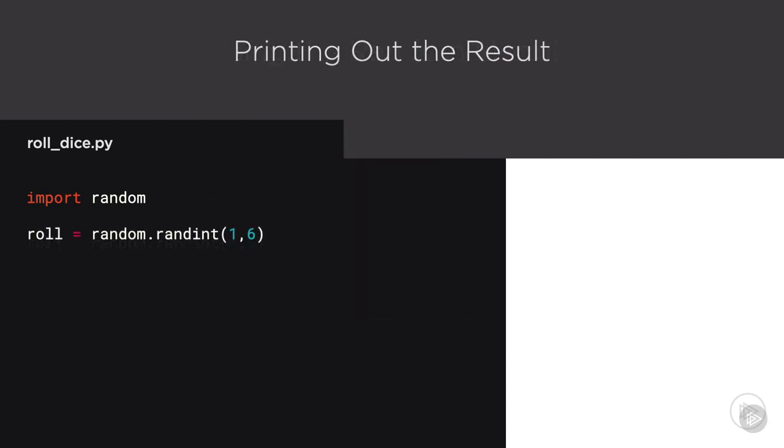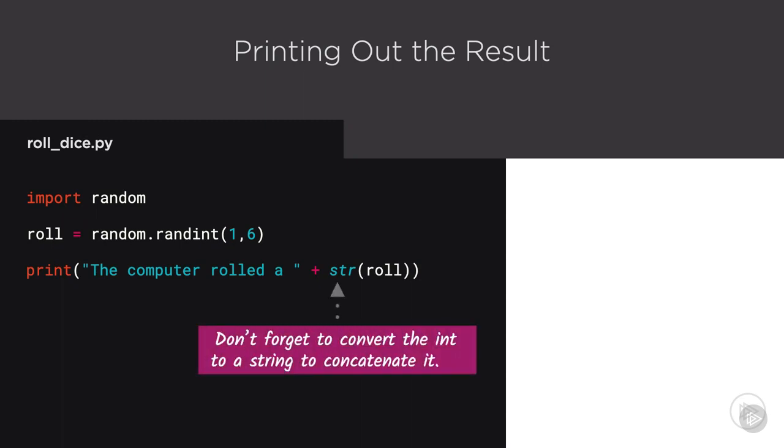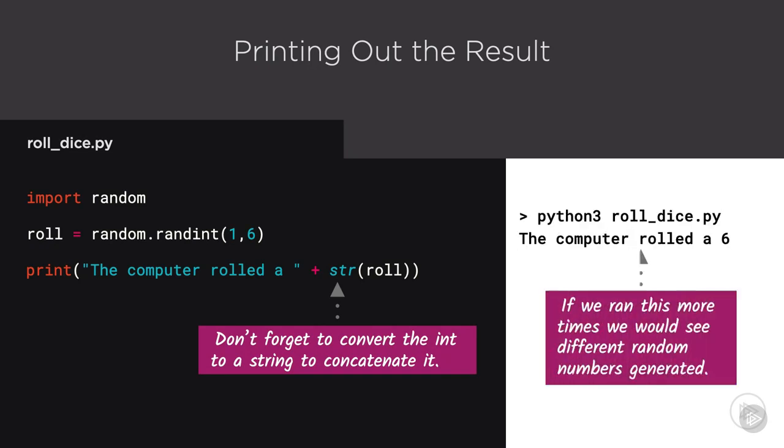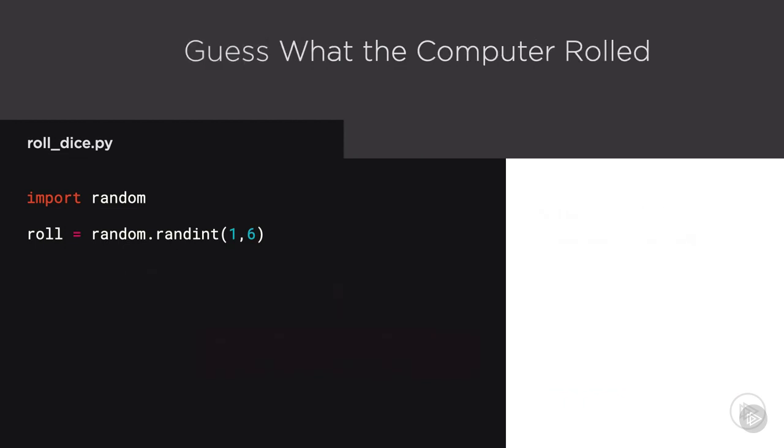To see what random integer was generated, let's add a print statement saying the computer rolled a, and then concatenate the variable roll to it with the plus operator. Let's not forget to convert the int to a string with the str function. If we run this, we can see from the output that the computer rolled a 6. And if we ran this several more times, hopefully we would see a wide variety of rolls between 1 and 6 to reflect randomness.